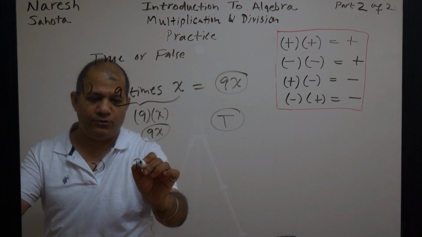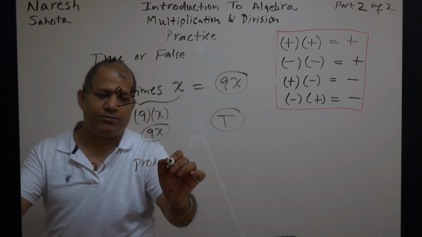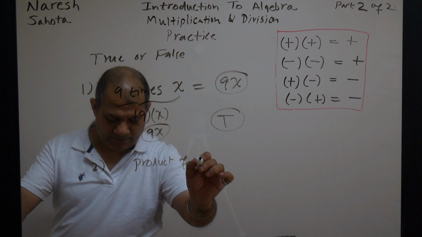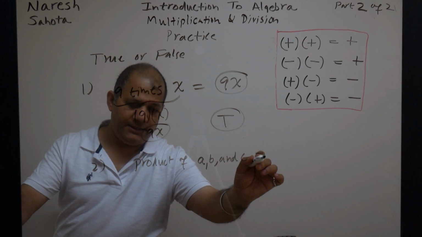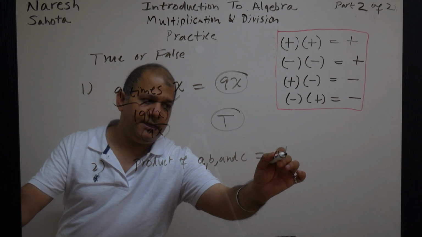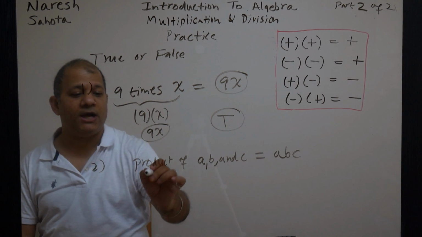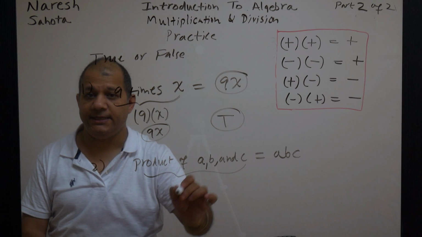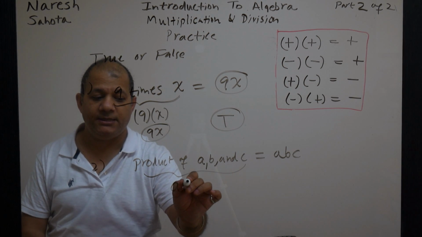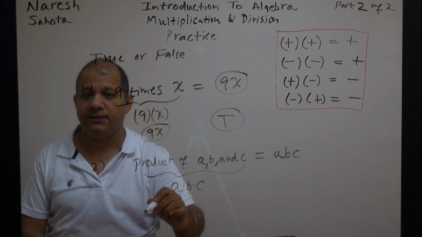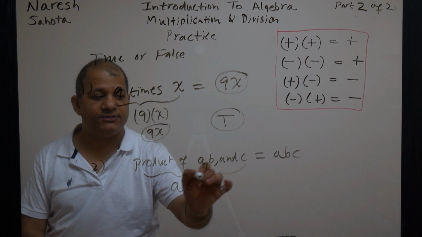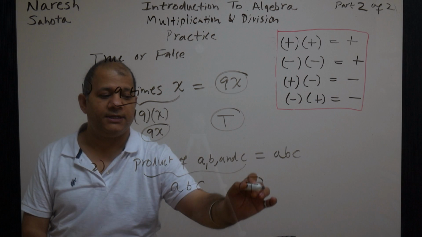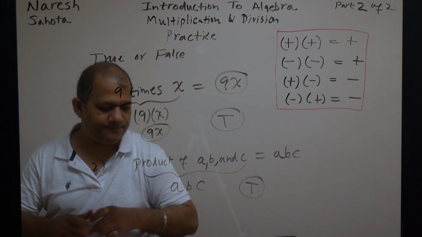Example 2, we can say the product of A, B, and C equals ABC. So how would you write the product of A, B, and C? That would mean A times B times C. And I don't really need to write the dots, so it's ABC. So left side equals right side, so that's also a true statement.